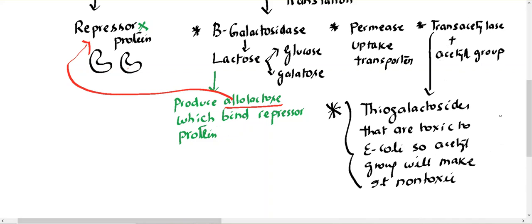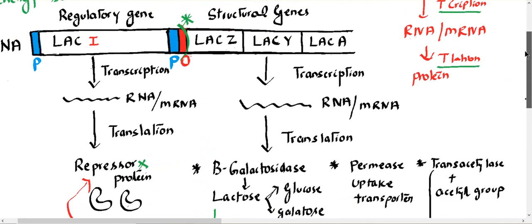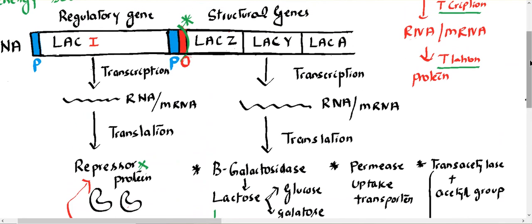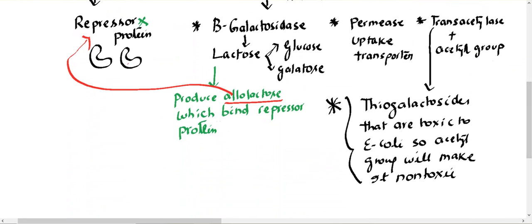grow. Again, the transacetylase is formed by the Lac A, and it produces the acetyl group. When the E. coli is growing in a media, they produce thiogalactosides that are toxic for the growth of the E. coli. So when the transacetylase produces the acetyl group, it makes this thiogalactoside non-toxic. Okay, so the acetyl group will make it non-toxic, so the E.